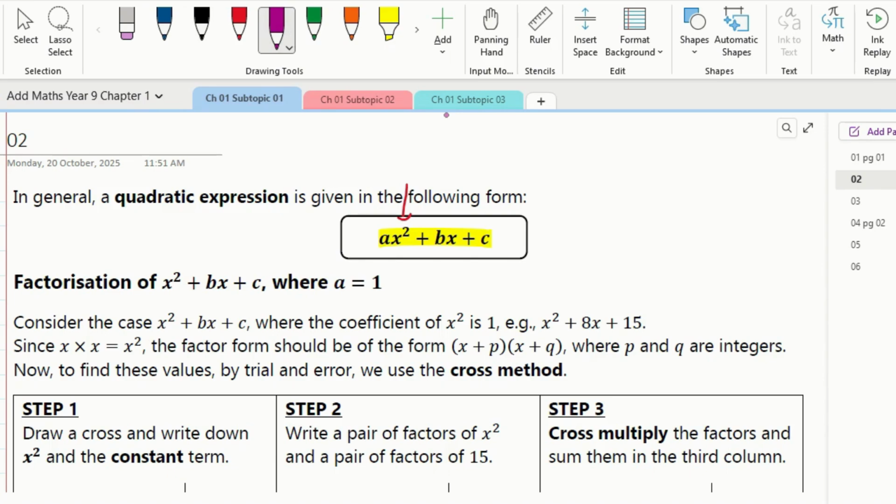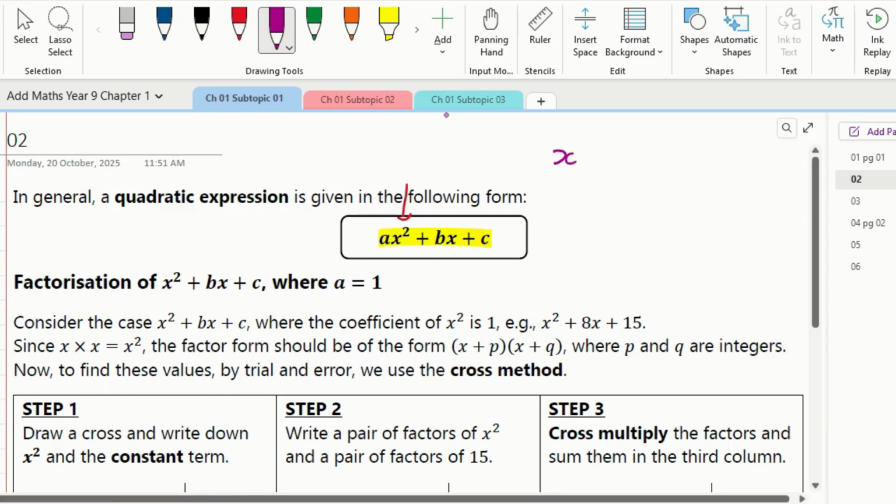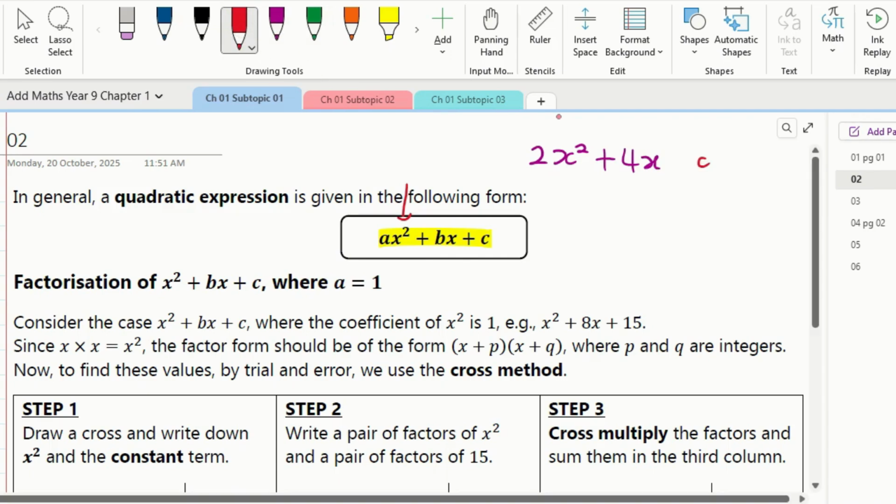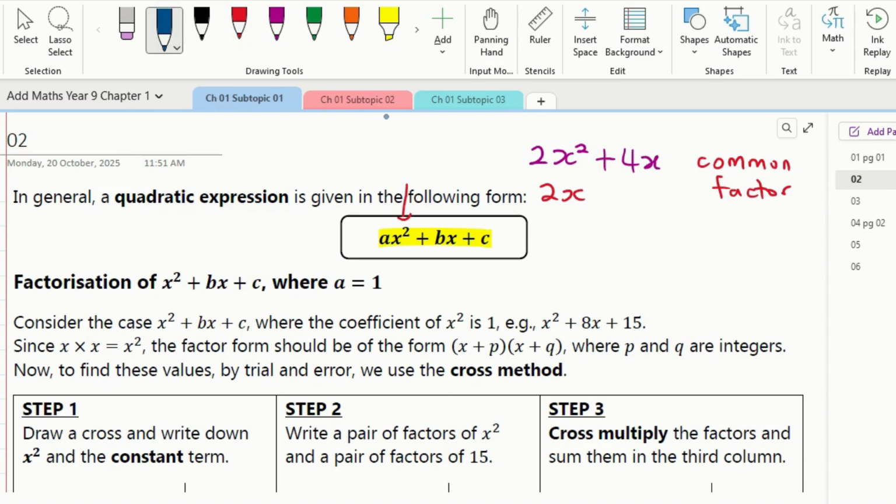For example, that I can think of right now is how to factorize 2x squared plus 4x. This one requires the students to take out the common factor. The common factor for this expression is 2x. So when you take out 2x, you include a bracket: 2x squared divided by 2x will be x, plus another term over here, 4x divided by 2x will become 2. So this is a simple factorization.